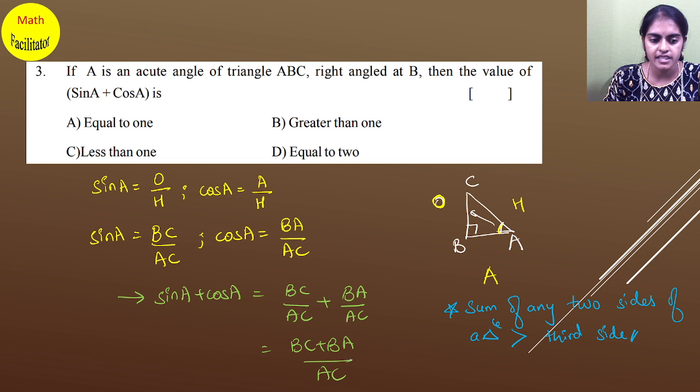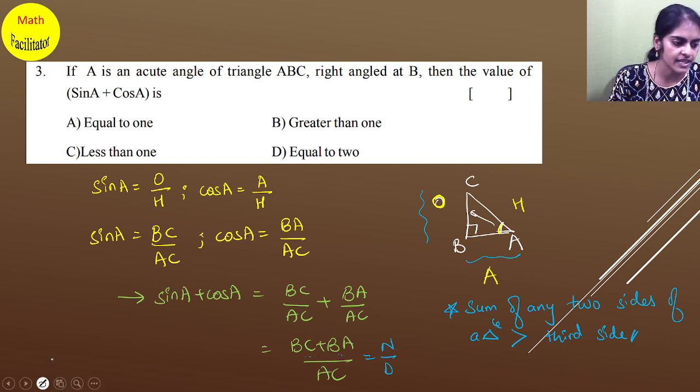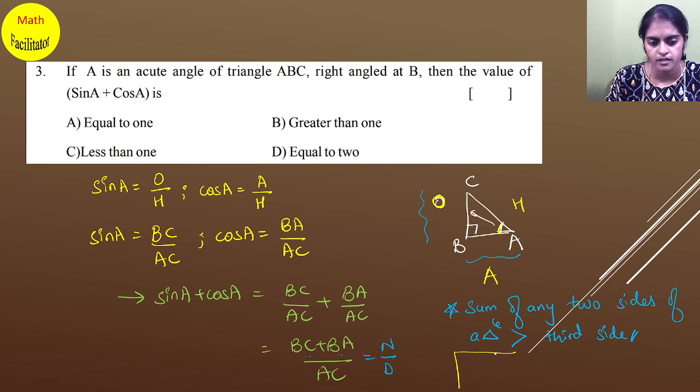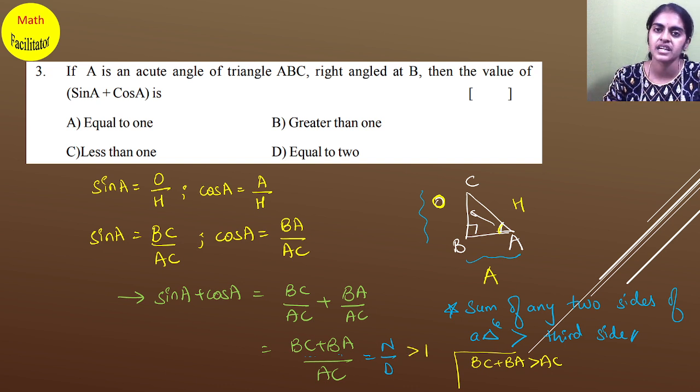So if I am adding these two sides of a triangle, in the numerator I am adding BC plus BA, this will be greater than the third side, which means my numerator will be greater than the denominator, isn't it? So let me write it here. This value of BC plus BA is actually greater than AC. So the fraction is greater than 1, since the numerator is greater than the denominator.